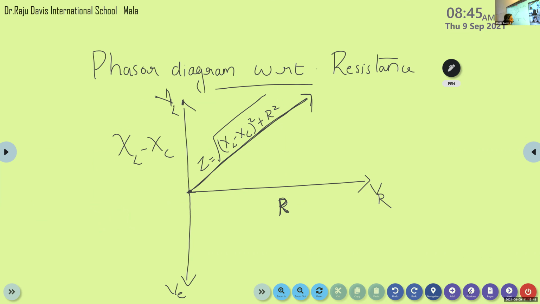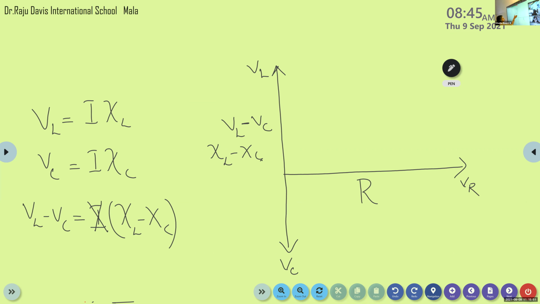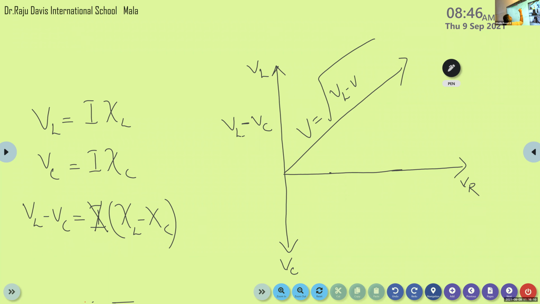Okay, and in the previous case, if the phasor diagram is with respect to voltage or EMF, the resultant is represented along this direction, and along the resultant direction we portray the value of voltage. That is, the resultant voltage V is equal to root of VL minus VC the whole square plus the voltage offered by the resistor, that is VR square. So this is the phasor diagram with respect to EMF.